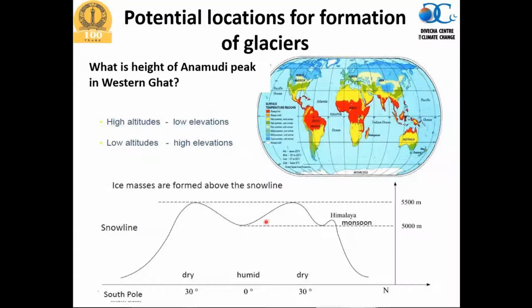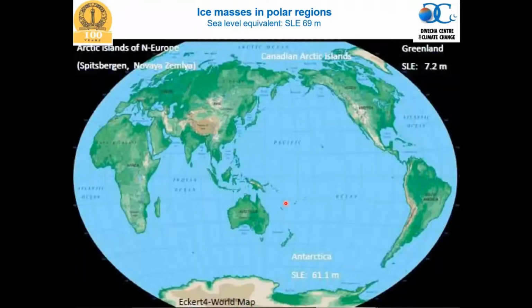But we are fortunate when it comes to the Himalayas, where our altitude is much higher. If you look at the Himalayan monsoonal precipitation and other precipitation, in this region we have land which is above 5,000 meters, and because of that, we have a large amount of glaciers in the Himalaya. So, ice masses: there are numerous ice masses in the Arctic part of the world.